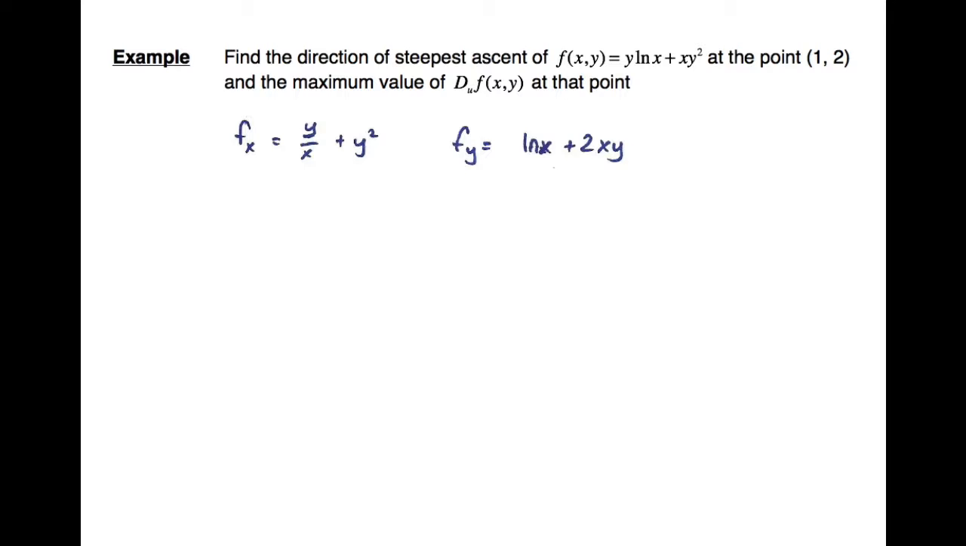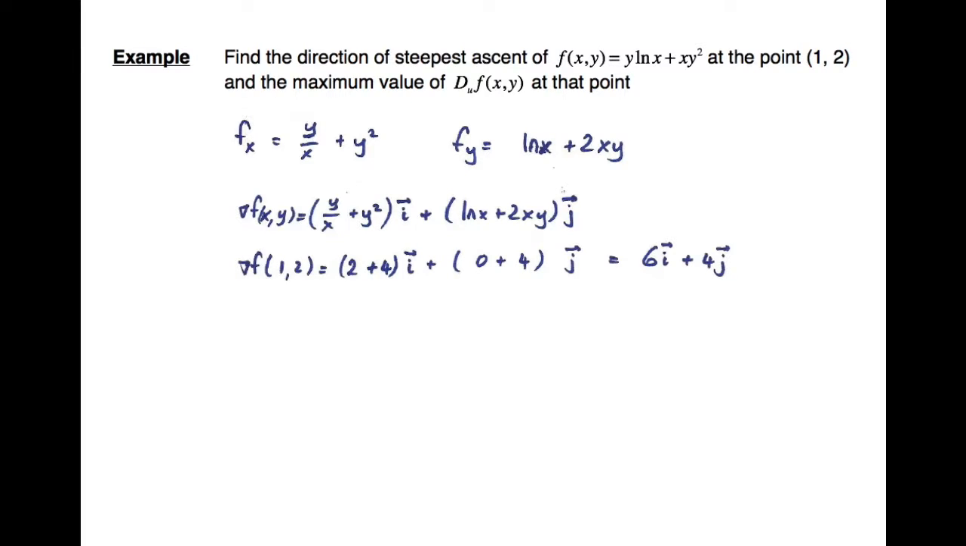So to find the gradient, we need the two partial derivatives: fx equals y over x plus y squared, and fy equals ln of x plus 2xy. Therefore, the gradient of f is this vector here, and at the point (1, 2), it means del f equals 2 plus 4i plus 0 plus 4j, and it's equal to 6i plus 4j.